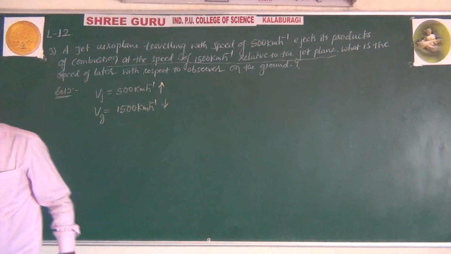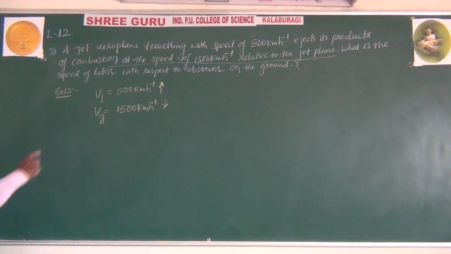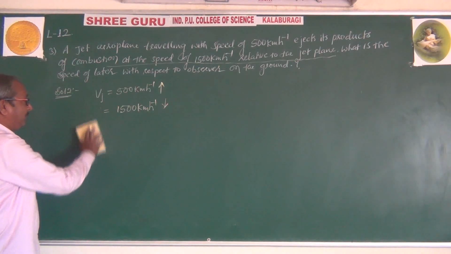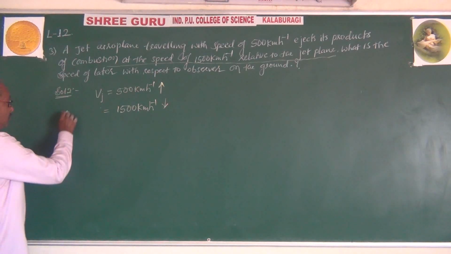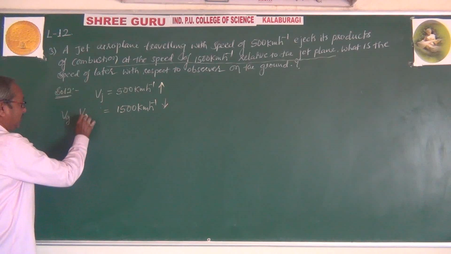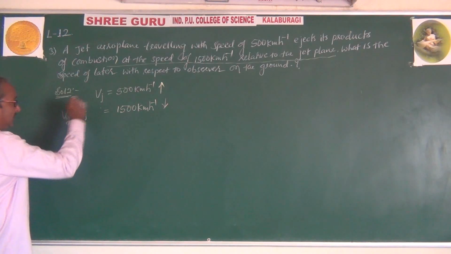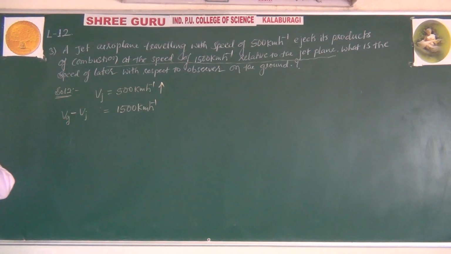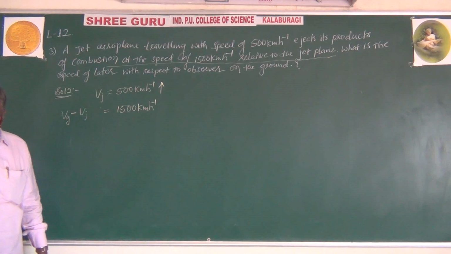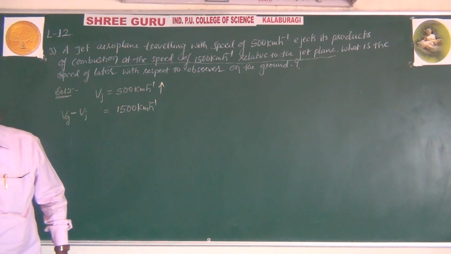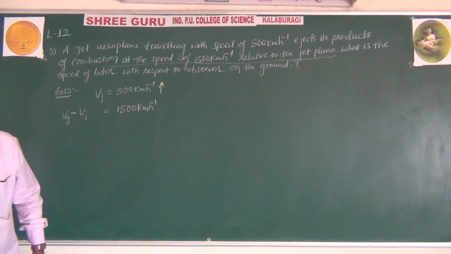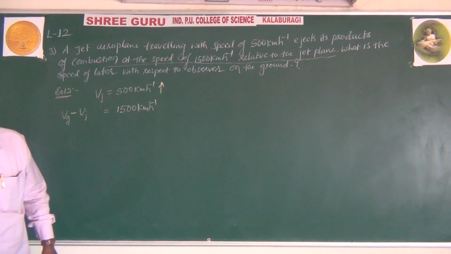Relative to the jet plane, not only the combustion, it is relative to this one. If it is related to that one, your velocity of gas and velocity of the jet plane are opposite in direction, like this. How much do we have? 1500 kilometers per hour. Now we have to find out the relative velocity.